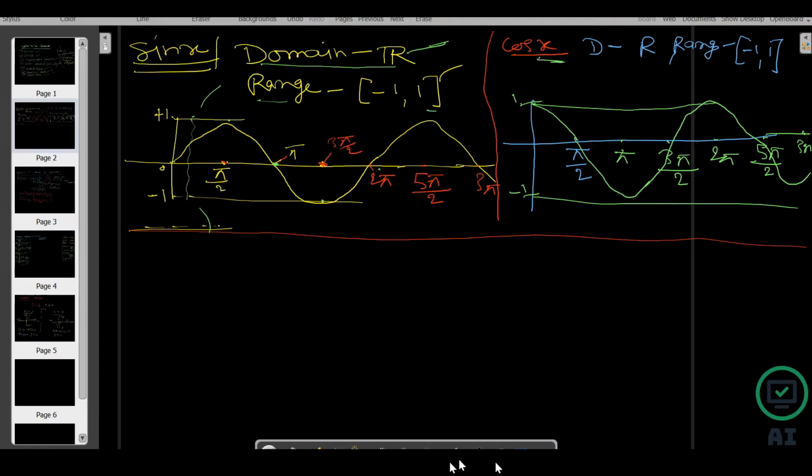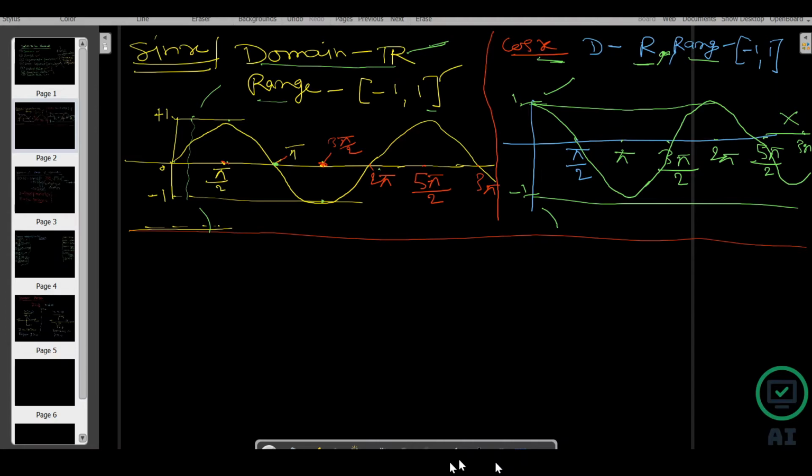Similarly, if you go for cos x, the domain is all real numbers, from minus infinity to infinity on the x-axis, and the range is also the same for cos x, minus 1 to plus 1. So for this also it will never go above 1 and below minus 1.